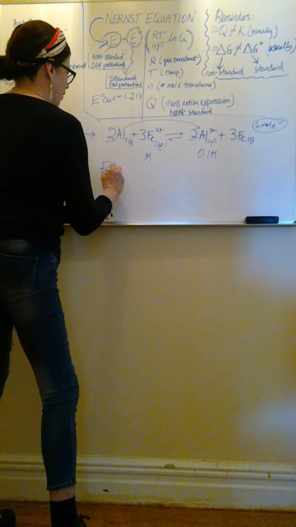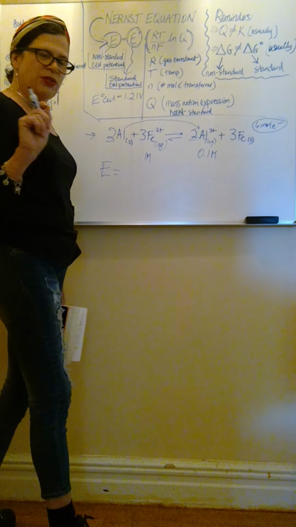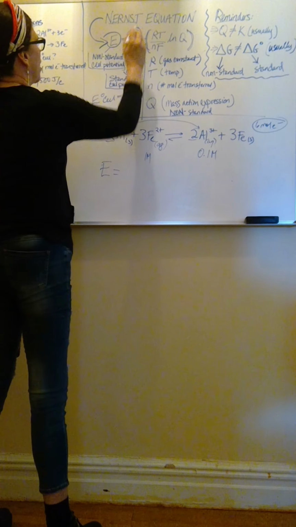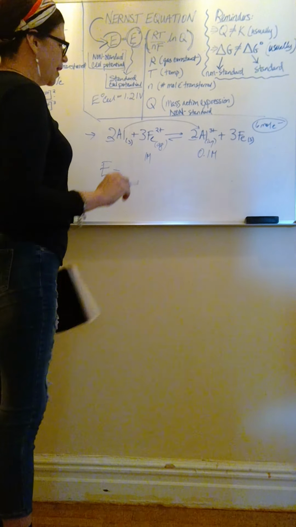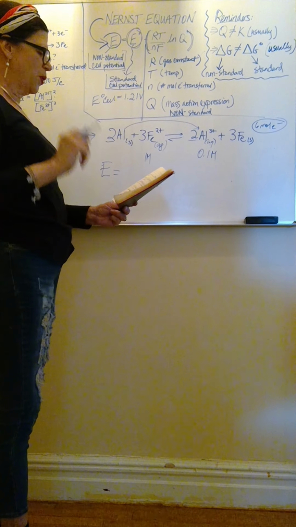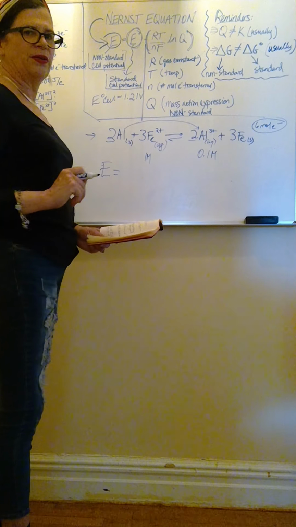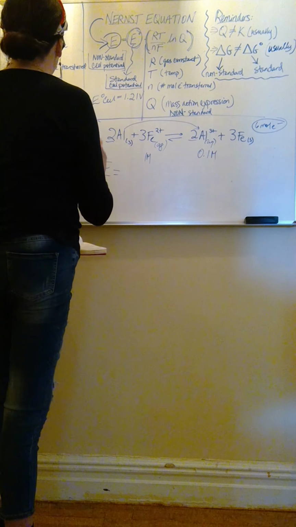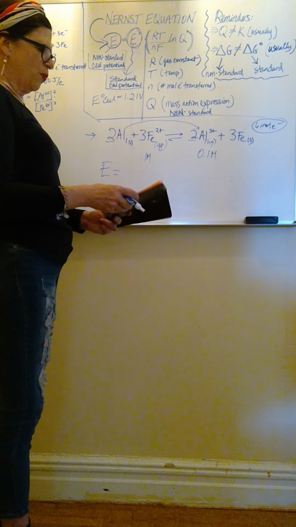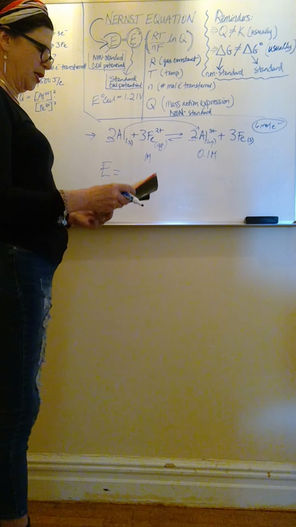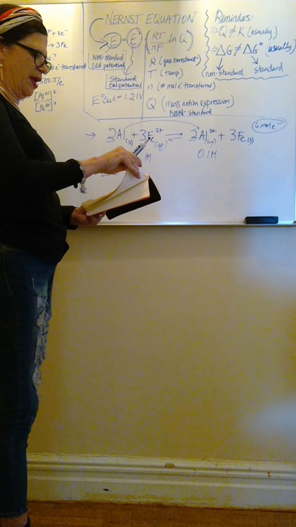Now E equals, but we have another situation here. We don't have E cell naught. Can we get E cell naught? Yes, but we need to know the standard reduction potentials of both aluminum and iron and calculate E cell. So if we do that real quick, I gotta find it here. I know I have it.